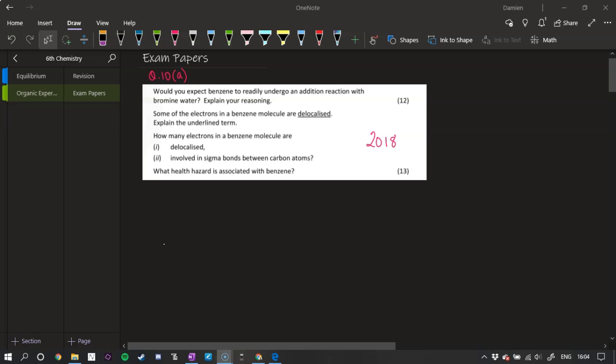So this is the start of the exam papers for organic. These are normally question 8, but in 2018 it came up in question 10. Let's have a quick look at this. The first question: would you expect benzene to readily undergo an addition reaction with bromine water, and explain your reasoning?